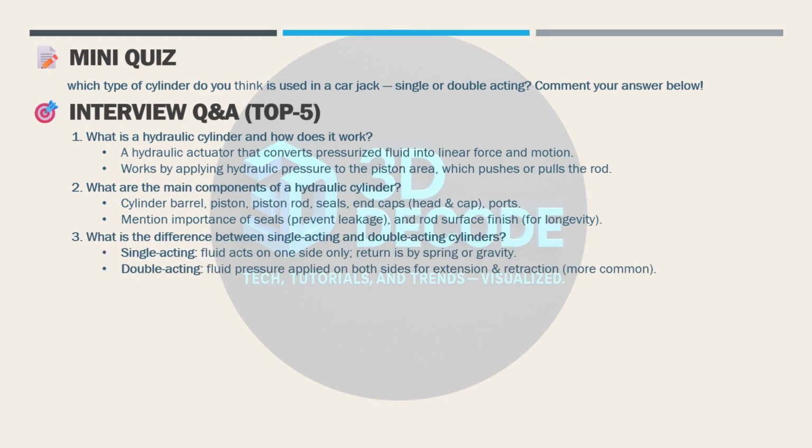3. What is the difference between single-acting and double-acting cylinders? Single-acting: fluid acts on one side only, return is by spring or gravity. Double-acting: fluid pressure applied on both sides for extension and retraction, more common.